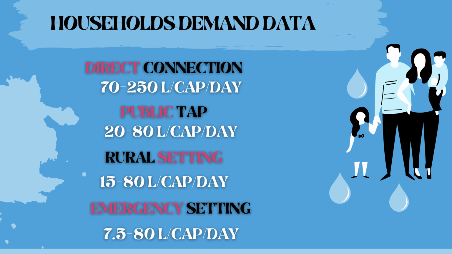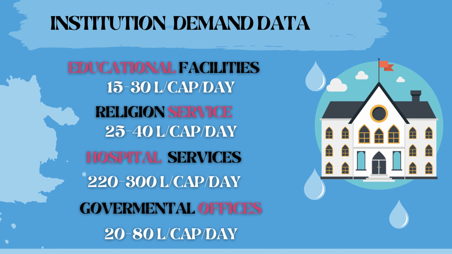Regarding institutional water demand data, different places use water in various ways. Here is a clue of how much water some institutions might use per person daily. Schools and libraries. In classrooms and libraries, water use can be 15 up to 30 liters per person per day for drinking, washing hands, and basic cleaning. Places of worship, like mosques, churches, and other religious centers, might use 25 to 40 liters per person per day. This could include water for washing, cleaning, and other rituals.